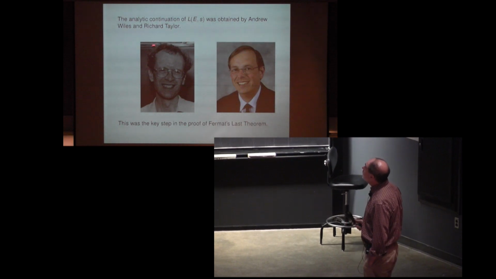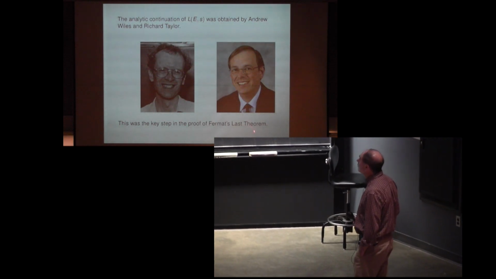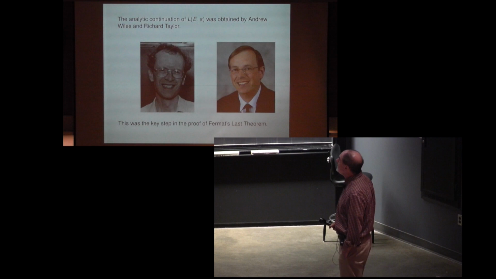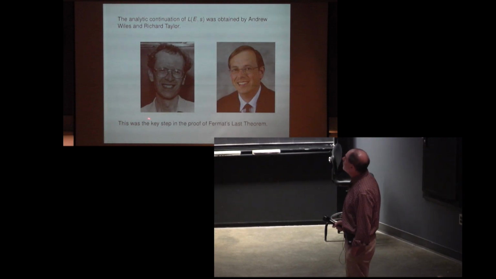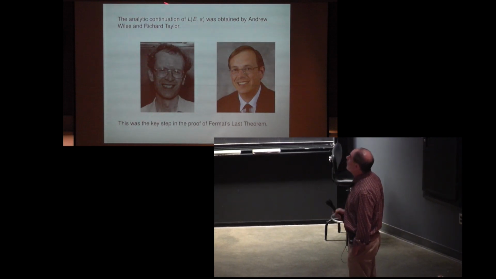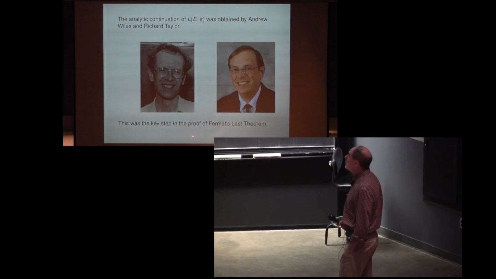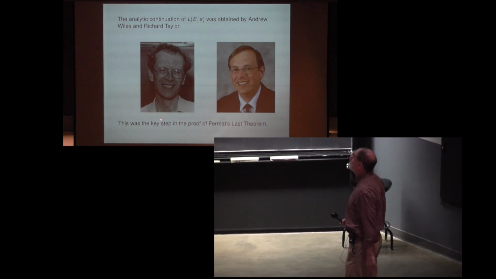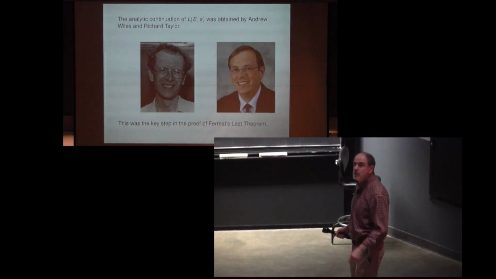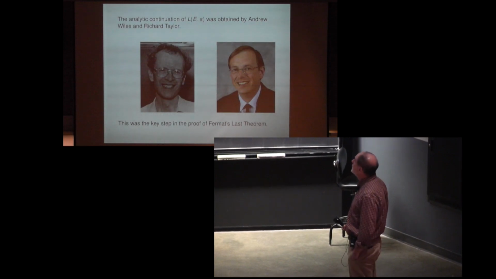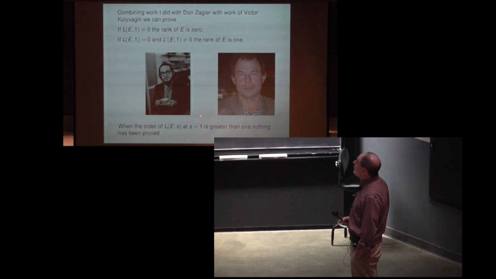Well, the analytic continuation was obtained by Andrew Wiles and Richard Taylor in the 90s, and that was the key step in Andrew's proof of Fermat's last theorem. This is known, I should say, for elliptic curves over the rational numbers. There's also a conjecture for elliptic curves over imaginary quadratic fields where we know absolutely nothing. But at least you can evaluate now the L function at 1.